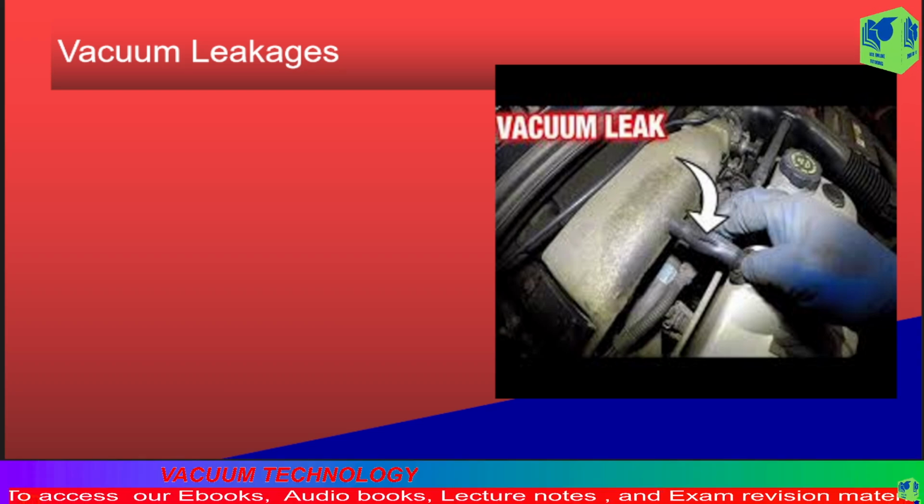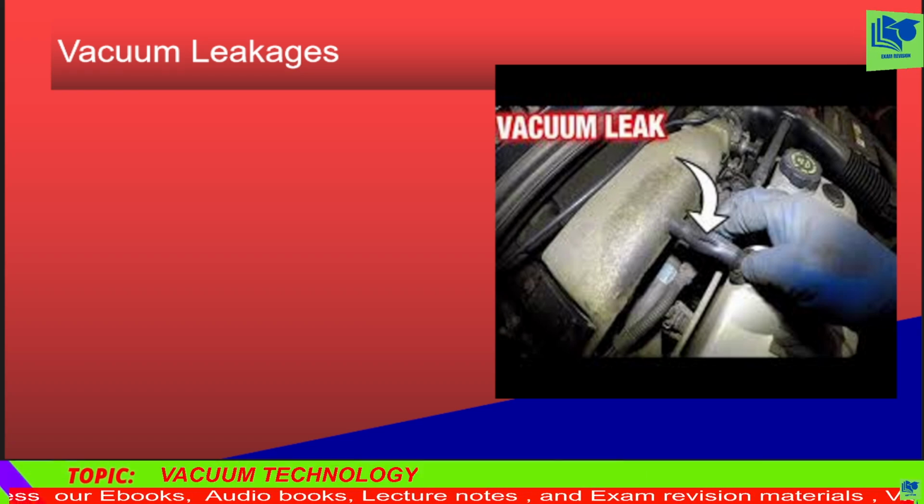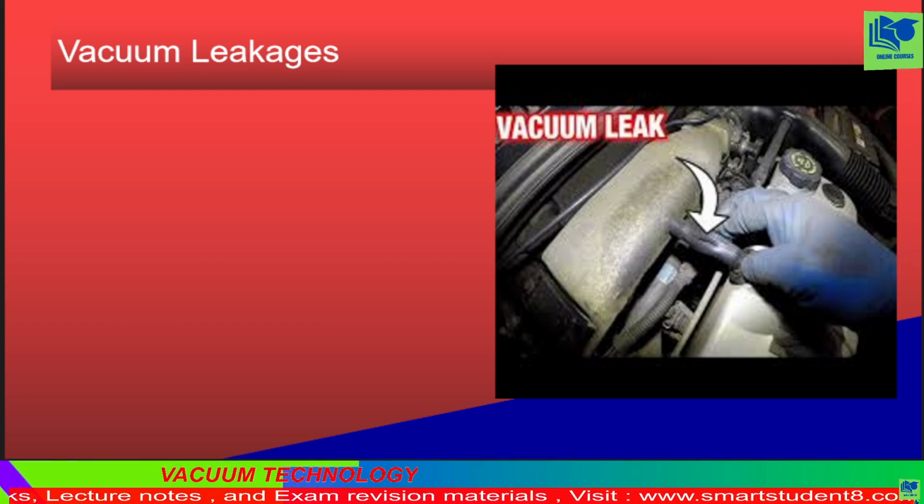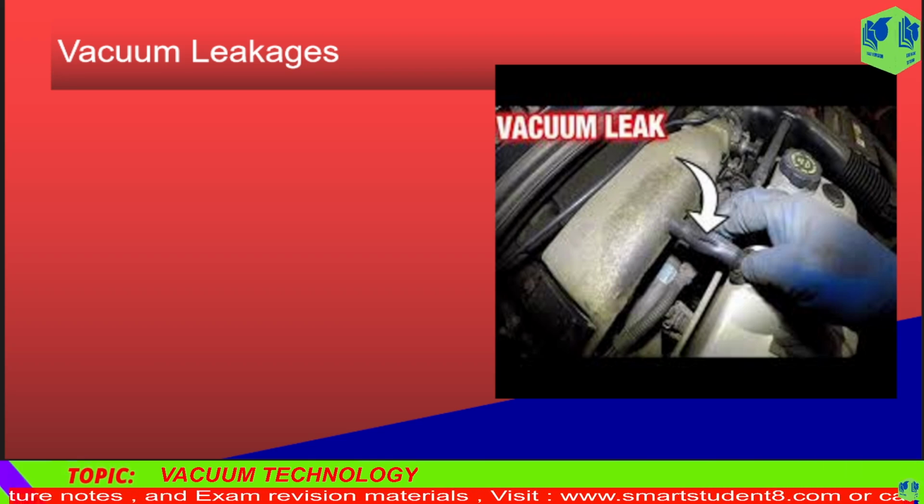Why are leakages a problem? Leakages in vacuum systems can lead to multiple issues. For instance, in a pharmaceutical lab, a leak might compromise the sterility of a product. In an electronics manufacturing setting, it could cause defects in sensitive components. In space applications, vacuum integrity is literally a matter of life and death. So, detecting and sealing leaks isn't just about efficiency. It's often about safety and product quality.